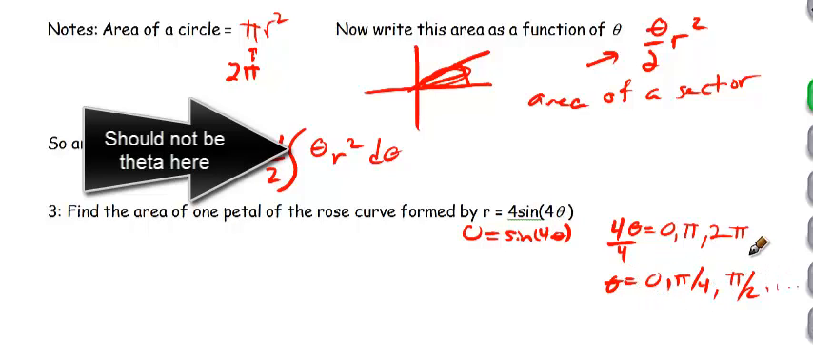Now, I could really care less about the rest of these because we just want 1 petal. And even if we wanted all of them, we could take our 1 petal and multiply it by 8. So for here, it's 1/2, 0 to pi over 4. And we're just going to write it in our R for sine.